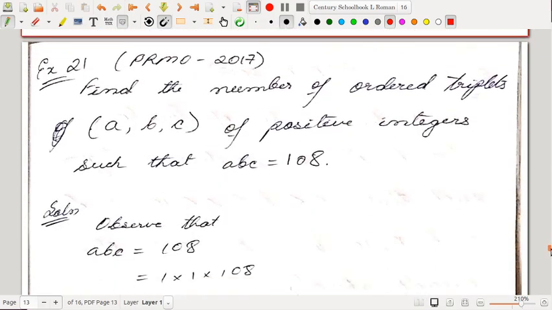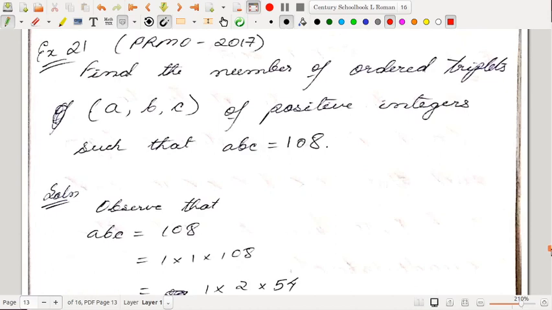Another problem which I'll give you as homework is this. It also came in PRMO 2017. Find the number of ordered triplets A, B, C of positive integers such that ABC is 108. That is, you have to find ordered triplets. That means say 1, 1, 108 also satisfies ABC equal to 108. 108, 1, 1 also satisfies. Because order is important, they will be considered separately.